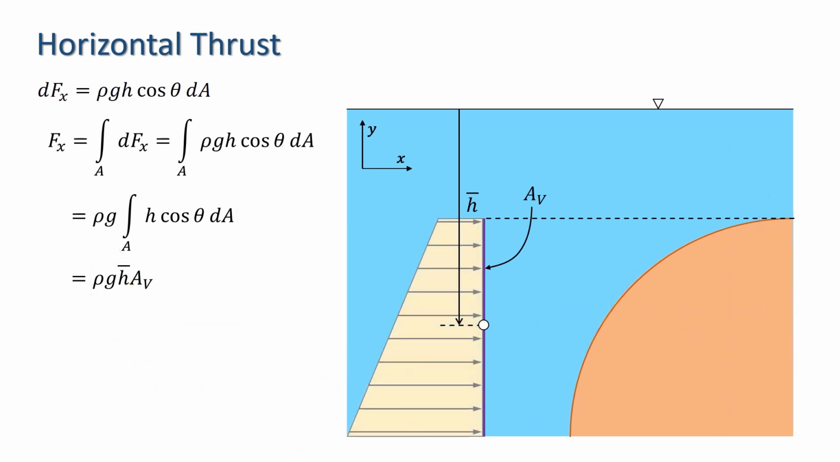This also means that we can use the pressure prism method, since we know that the volume of the pressure prism is equal to the hydraulic thrust on the imaginary surface. This has the added advantage that it also tells us about the line of application of the force, since this goes through the centre of gravity of the pressure prism.